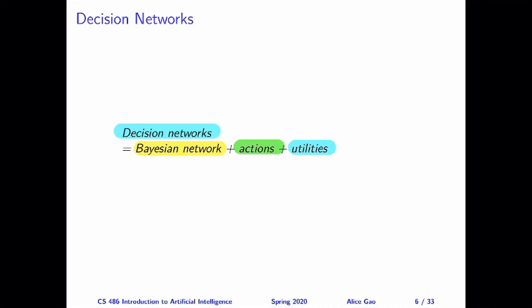That's everything for this video. After watching this video, you should be able to describe why decision theory can be seen as a combination of probability theory and utility theory, describe the principle of maximum expected utility, and describe components of a decision network.